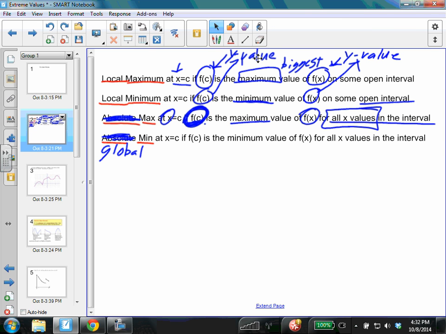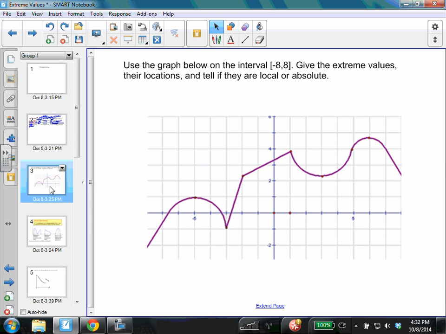And here's a nice little picture for us to look at, okay? And you can see that this right here says that I will use the graph below on the interval from -8 to 8, okay? So we're going from -8, that point right there is the definite endpoint, to 8, and that's a definite endpoint. You don't really need to copy this graph down in your notes, but I just want you to pay attention to what I'm looking at right here, okay?